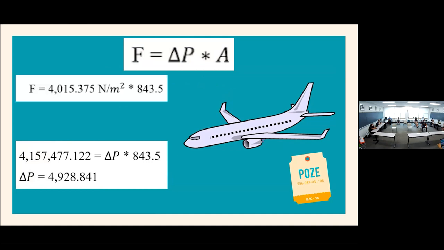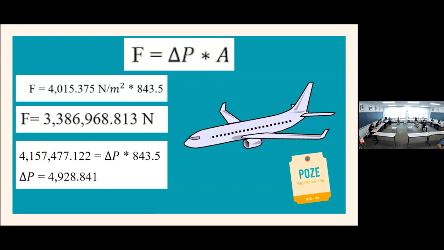And then we would multiply that number by the area of the wing and get a necessary force of 3 million newtons. But we have a problem because our lift was over 4 million newtons. So this difference in speed would not create enough pressure for lift. To find out exactly how much of a pressure difference we would need, we can add our value for lift right here and solve for delta P, which would be 4,928 kilopascals. So that number just represents the difference in pressure that would be necessary for lift.